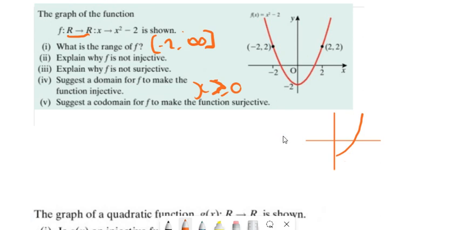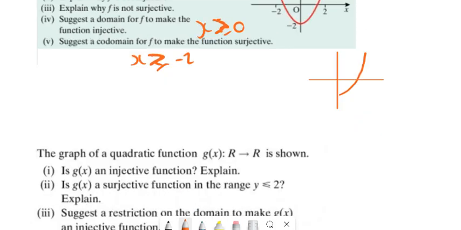Suggest a codomain to make the function surjective. Well, it would have to be everything above -2. So it's everything above here. That would have to be the codomain, because then it would include everything. So y is greater than or equal to -2. Something like that.